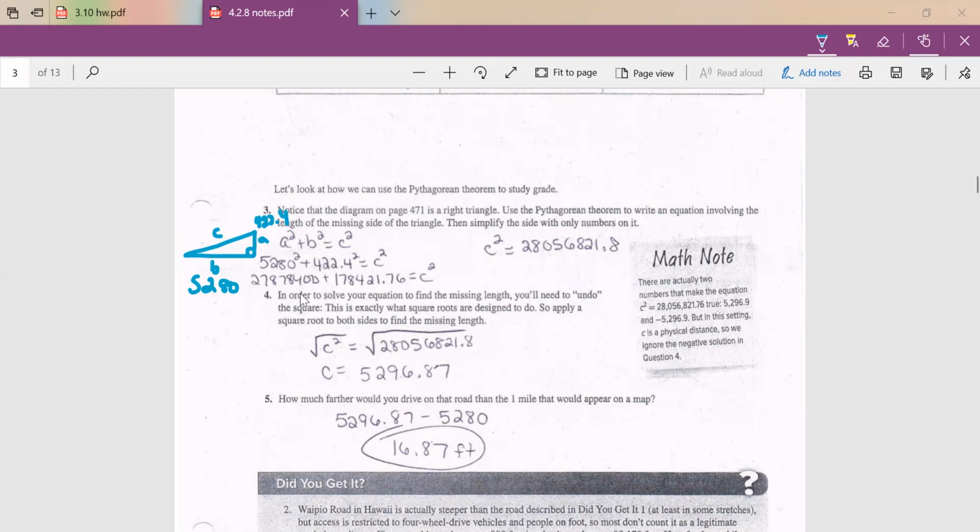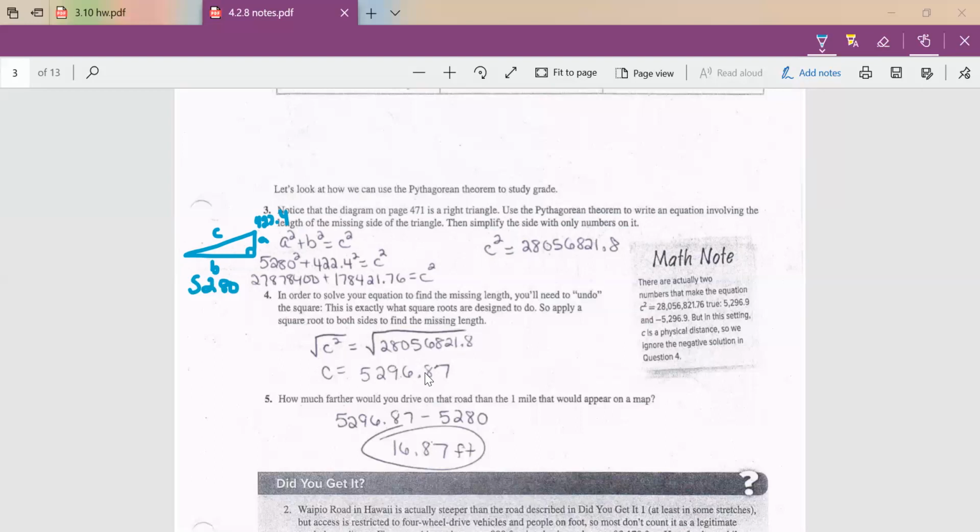So now question 4 is asking us to finish basically doing this problem. And it says, in order to solve the equation, you'll need to undo the square, right? So this is C squared. Well, we don't know what C is. This is telling us what C squared is. So to undo the square, I now have to take the square root of both sides. And by taking the square root of C squared, it just leaves us C. And then the square root of this really big number, just put it in your calculator. You should get this. And again, just make sure that you can get that.